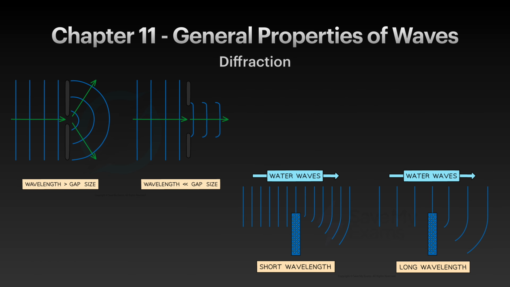The last behavior of a wave is diffraction. Diffraction is the spreading out of waves when they pass through a gap or an obstacle. Through a gap, more diffraction happens if the wavelength is similar to or larger than the gap width. Around an edge, more diffraction happens if the wavelength is longer. This is why you can hear someone talking around the corner even if you can't see them.